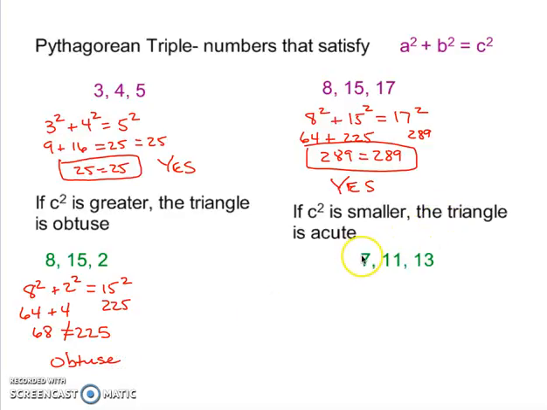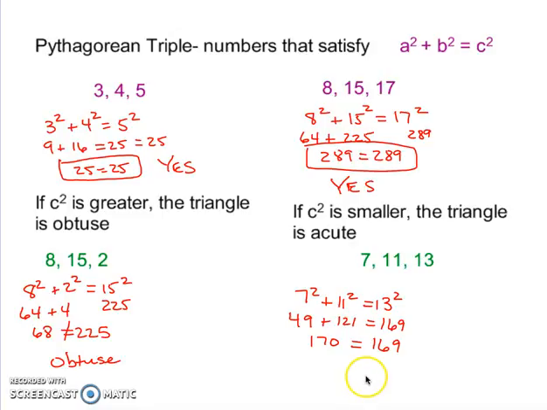For our next example, if I set this one up, my C value is 13. So I would get 7 squared plus 11 squared equals 13 squared. So when we calculate this, we would have 49 plus 121 equals 169. This here would equal 170, and we know that this is 169.